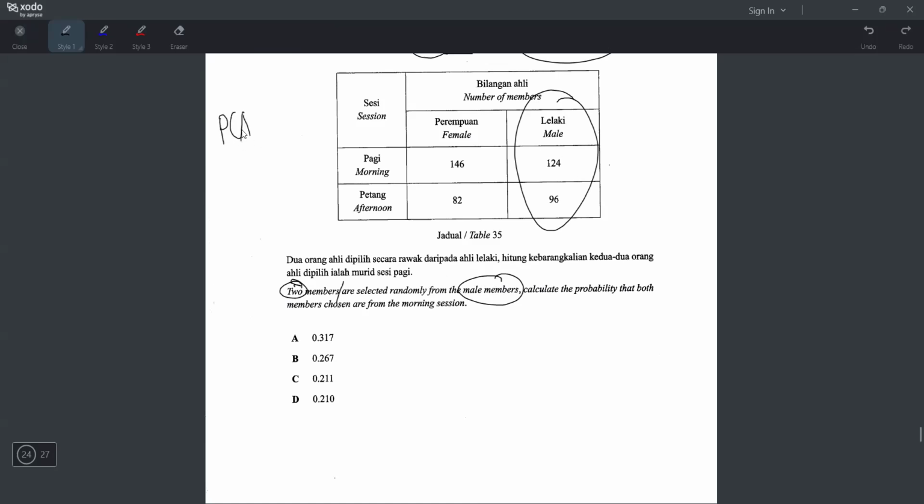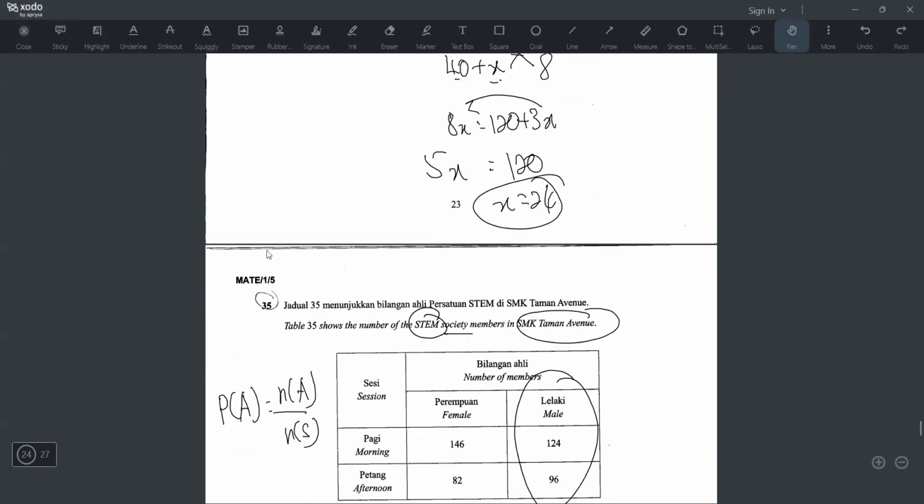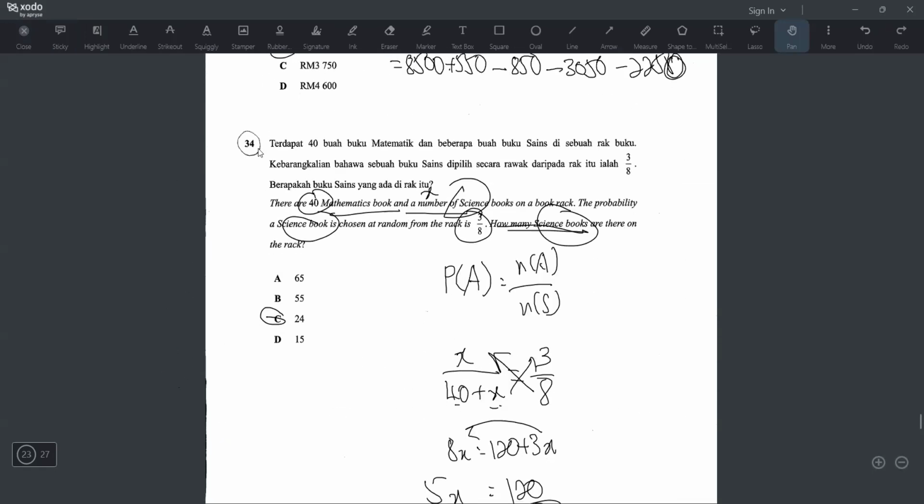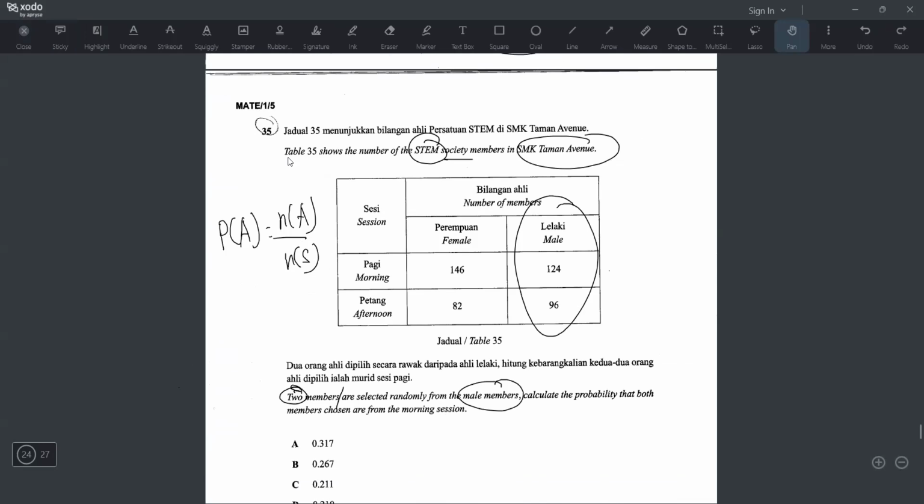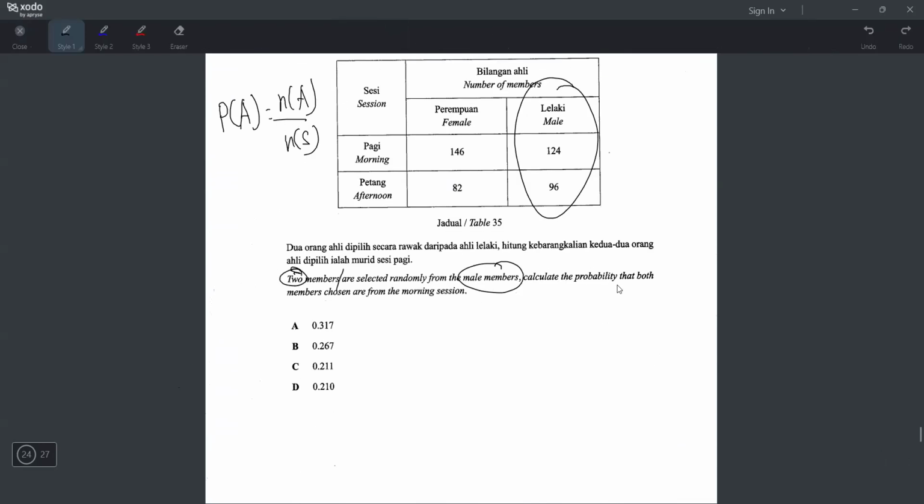I told you already, what's the probability formula? NA over NS. Remember, I just told you last class. If you want the explanation, then you rewind the video back to question 34. I explained it just now. All right, so how to find the probability of morning session? So you put in the number of morning session and then divide with the total. So what is 124 plus 96? The total, 220. When you get the total, you just take this one plus this one, not including here, because they already say selected from the male members. So the total will be just over 124 plus 96, which is this, right?